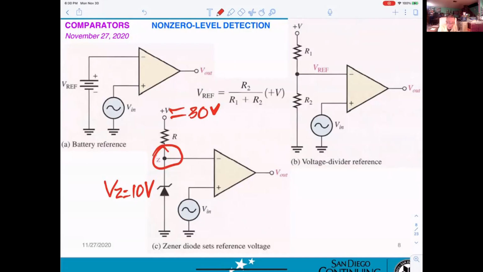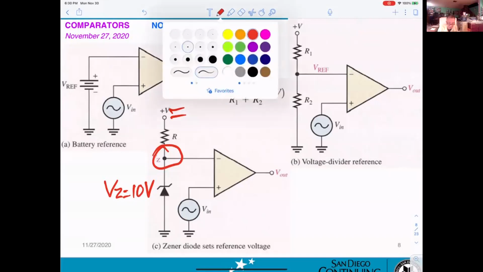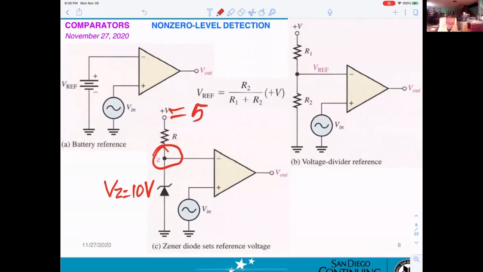Now, if I change that one to five volts, what does the comparator compare to? The 5 volts. Perfect. Now you understand. 5 volts means not greater than 10, so it's an open switch. It's open. They do not break down. So in this case, they will compare to 5 volts.